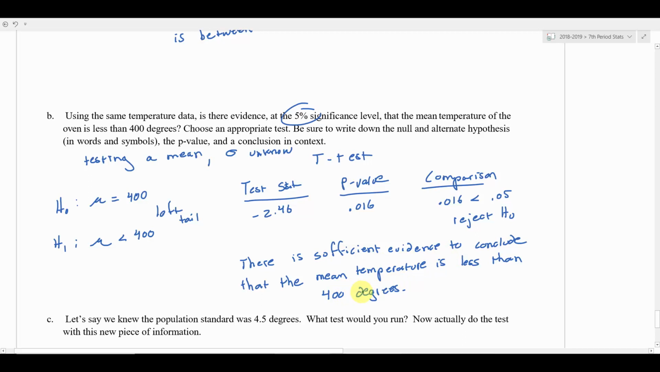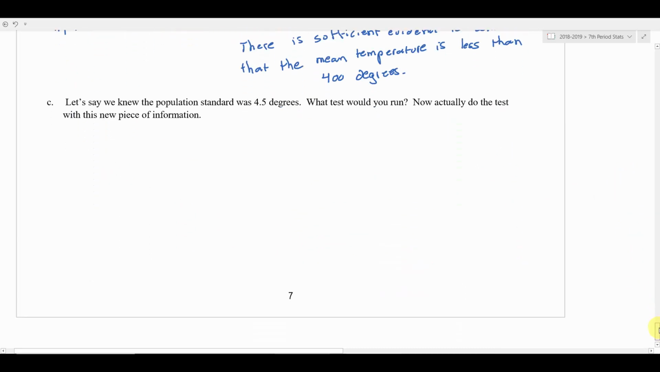Okay. All right, last problem on the final exam review. It says, let's say we knew that the population standard deviation was 4.5 degrees. So they are switching it up on us. There's a new piece of evidence that has entered the game, and it is this. We now know the population standard deviation, and it is 4.5. We are still testing a mean, right? Because it says, well, what test would you run? We're testing a mean, and now we know the population standard deviation, so this will be a z-test.